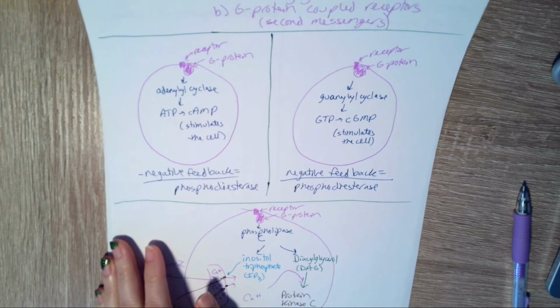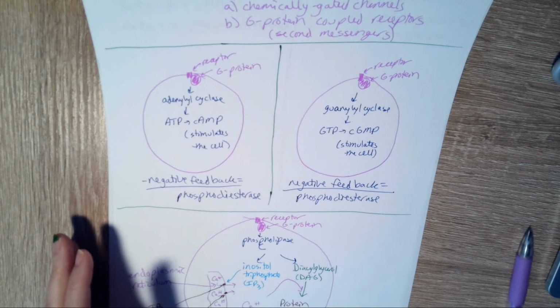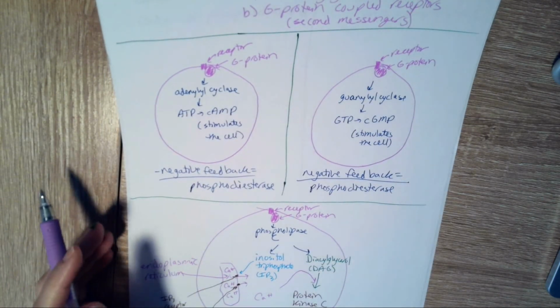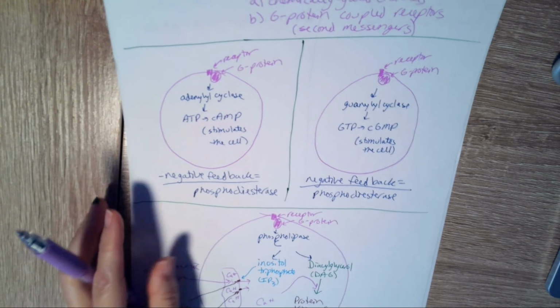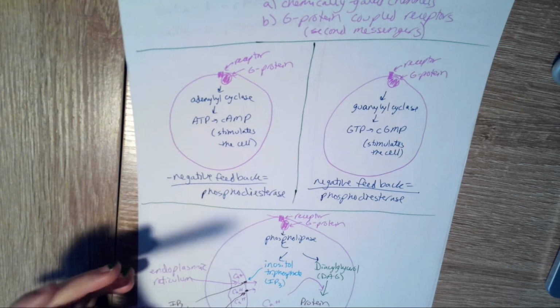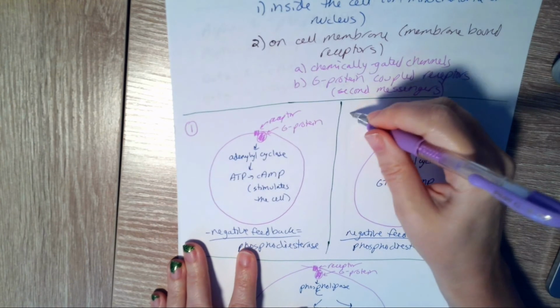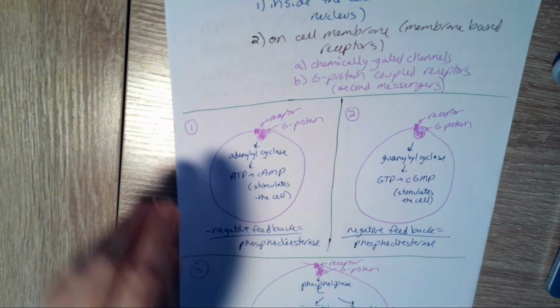Okay, so here are our second messenger systems. We are going to do 3. These are just the 3 most common ones. There are many different variations of these, but these are just the general 3 main examples. So here's one, and here's one. So there are 3 of them that we're going to go over.